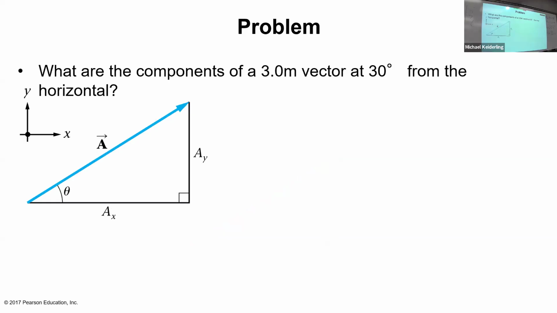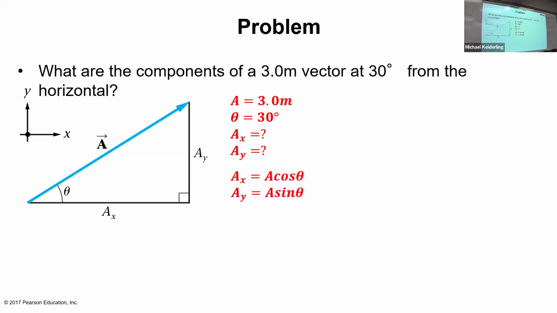So we're going to go through this. What we know: our magnitude is 3.0 meters. We know our angle is 30 degrees. We want to find AX and AY. AX is A cosine theta. AY is A sine theta.